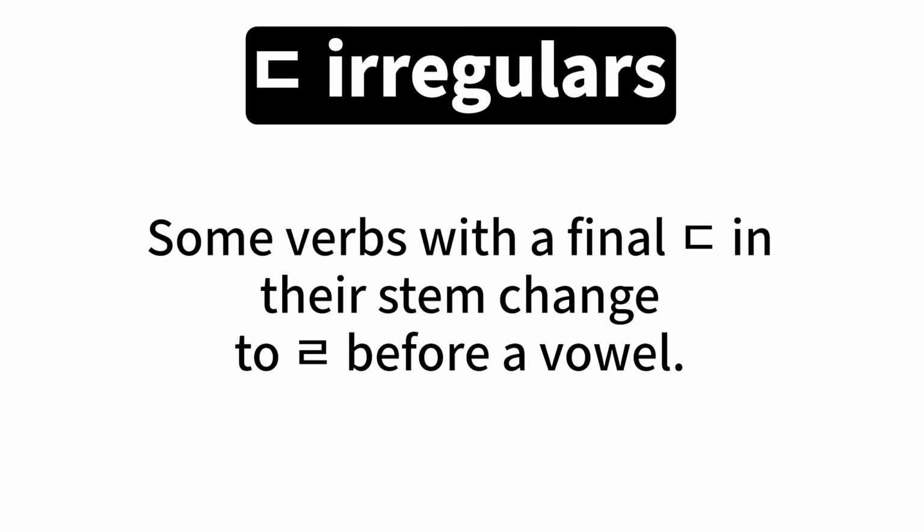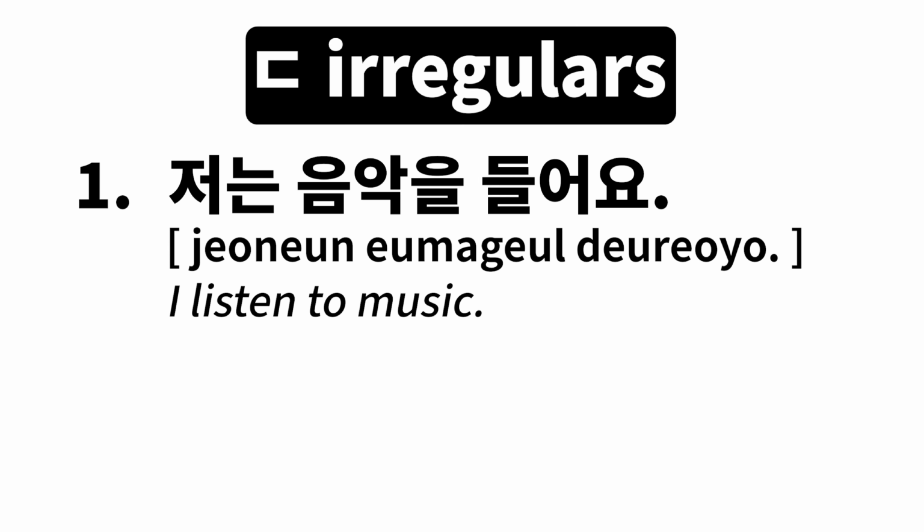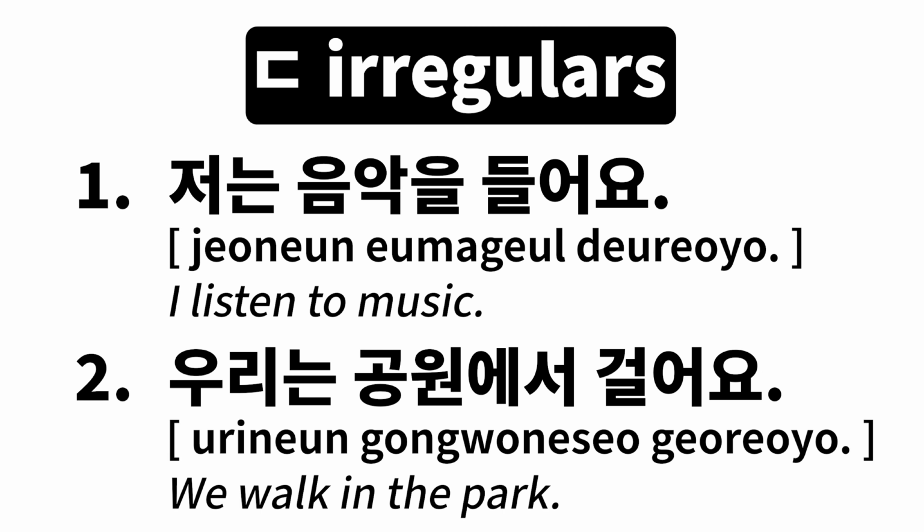ㄷ irregulars. Some verbs with a final ㄷ in their stem change to ㄹ before a vowel. 듣다 becomes 들어요. 걷다 becomes 걸어요. Try saying, 저는 음악을 들어요. I listen to music. 우리는 공원에서 걸어요. We walk in the park.